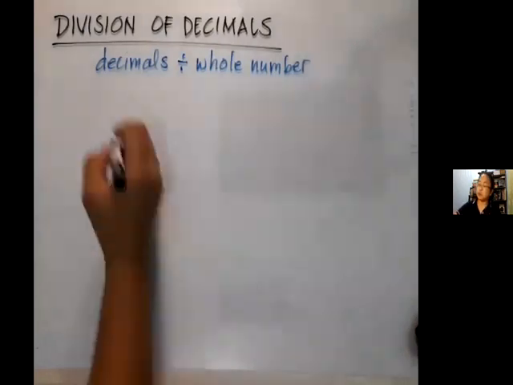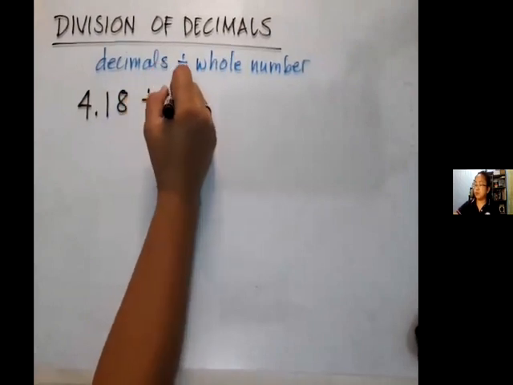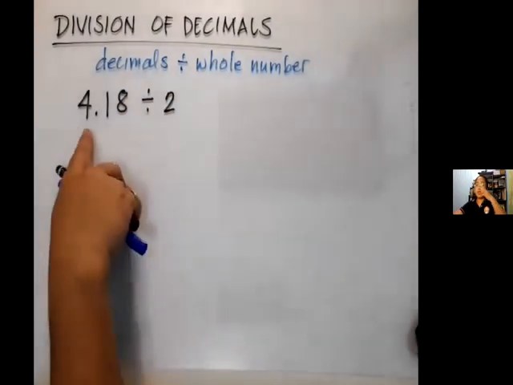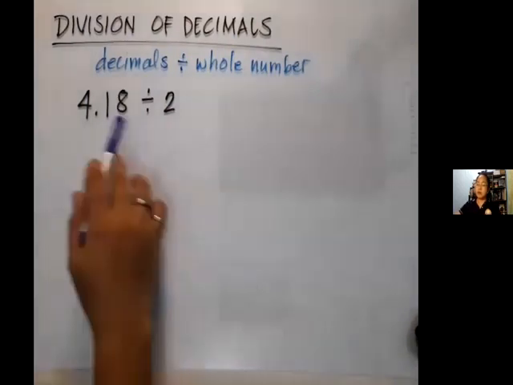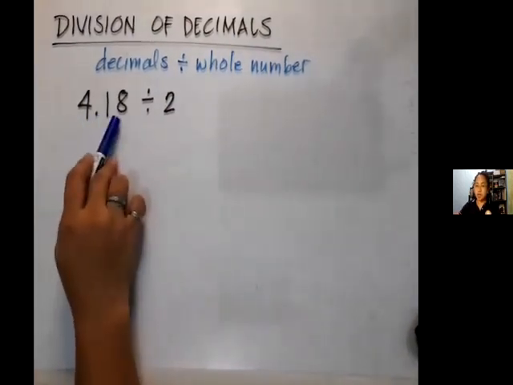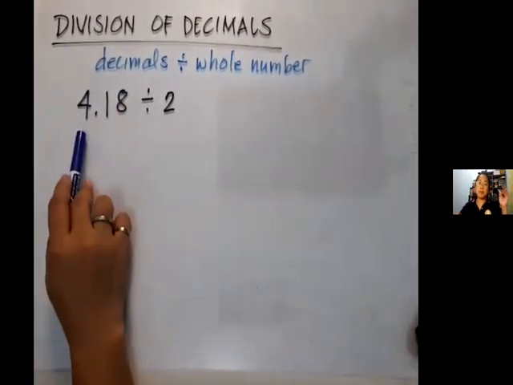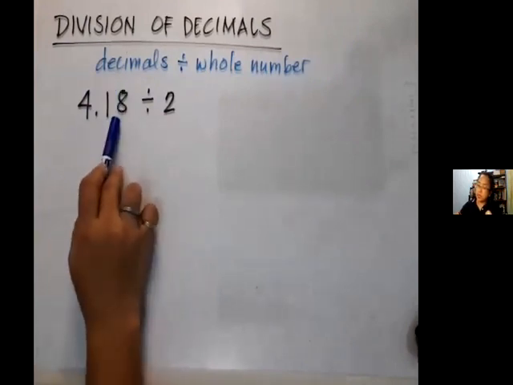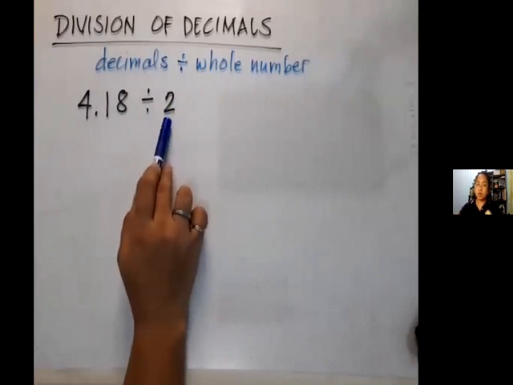Suppose we have 4 and 18 hundredths divided by 2. Okay? Let's start off with that. Madali lang. 4.18 divided by 2. So, as you can see, our dividend is a decimal number, mixed decimal. Pero pag sinabi kasing decimal, may decimal part. Okay? So, yung ating dividend ay decimal at yung ating divisor ay whole. So, how do we do that?